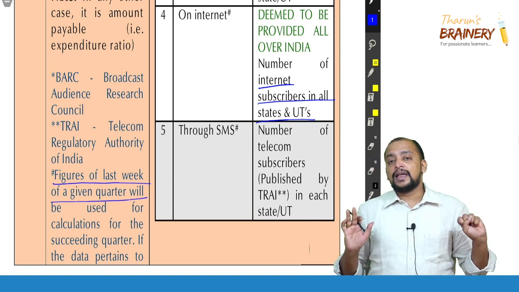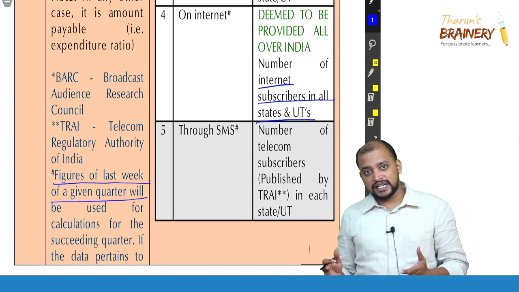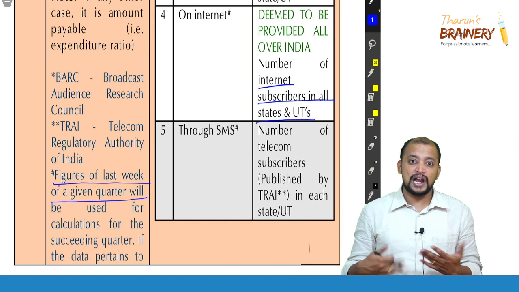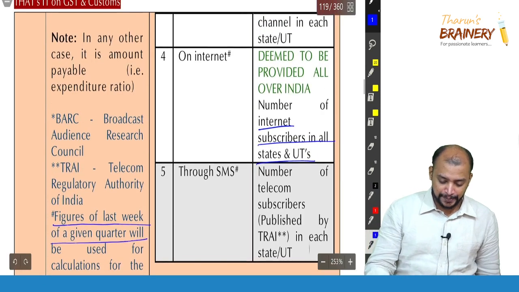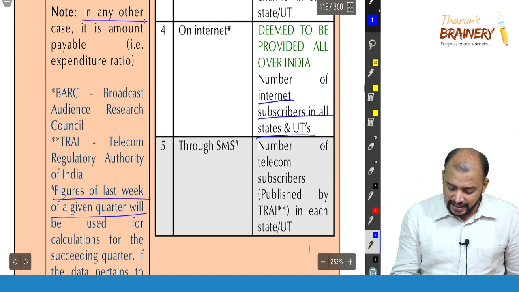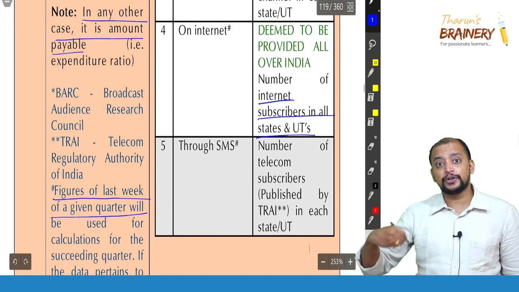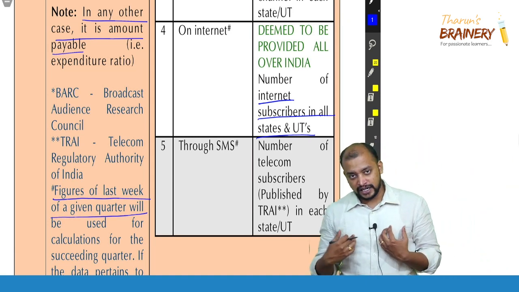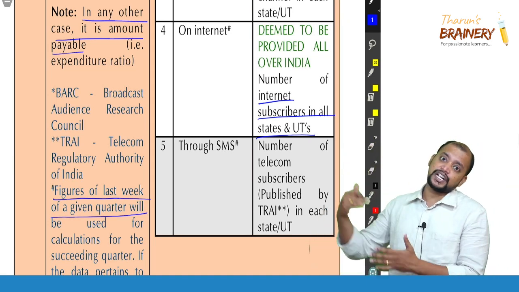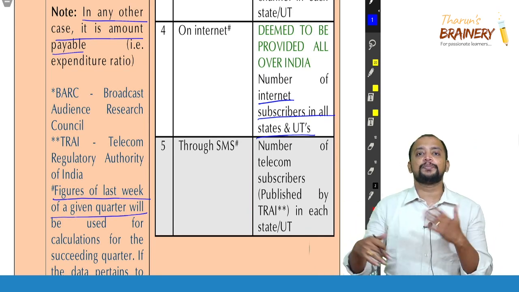And any other advertisement expenses, for example, newspaper, radio or cinema, theatre, etc., expenditure ratio. In any other case, it is the amount payable. Amount payable means expenditure ratio. I get a contract, so in that expenditure ratio, I need to divide by the amount payable ratio.